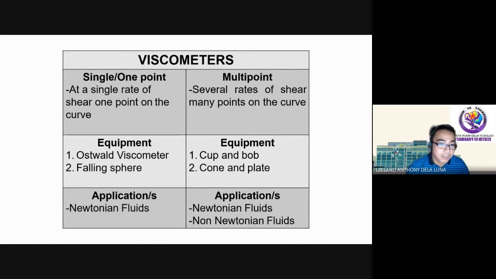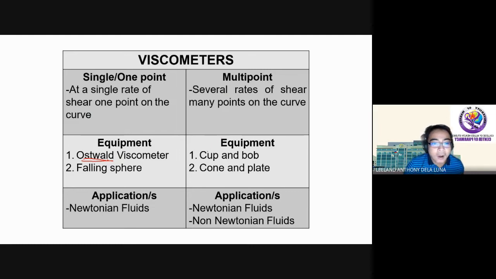Pag one-point viscometer lang yan, it expresses the viscosity at a single rate of shear, at one point lang on the curve. While multi-point, class, provides several rates of shear, wherein it provides many points on the curve. Now, equipment, class, na ginagamit natin for single point, we have Oswald viscometer and falling sphere. Ito yung pinaka-common, class, yung Oswald. And for the multi-point naman, we have the cup and bob or the cone and plate.